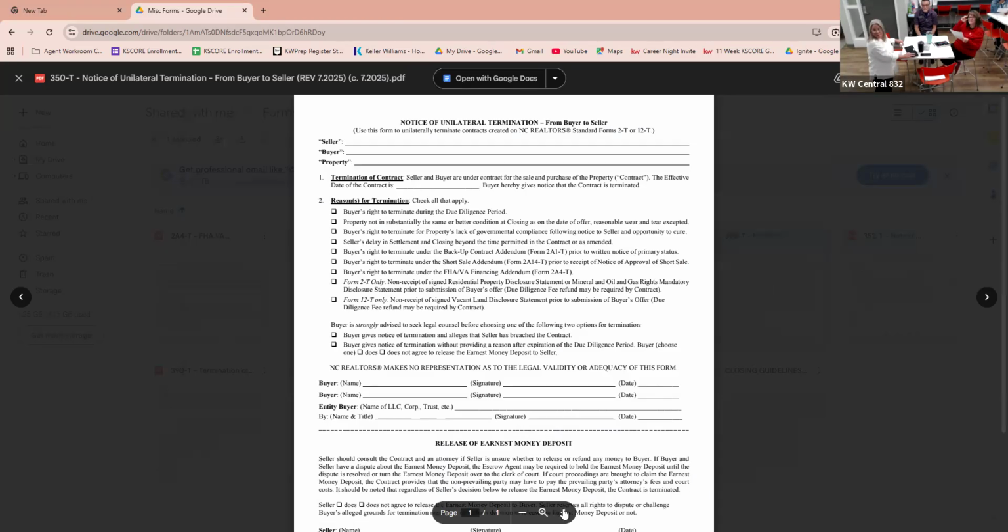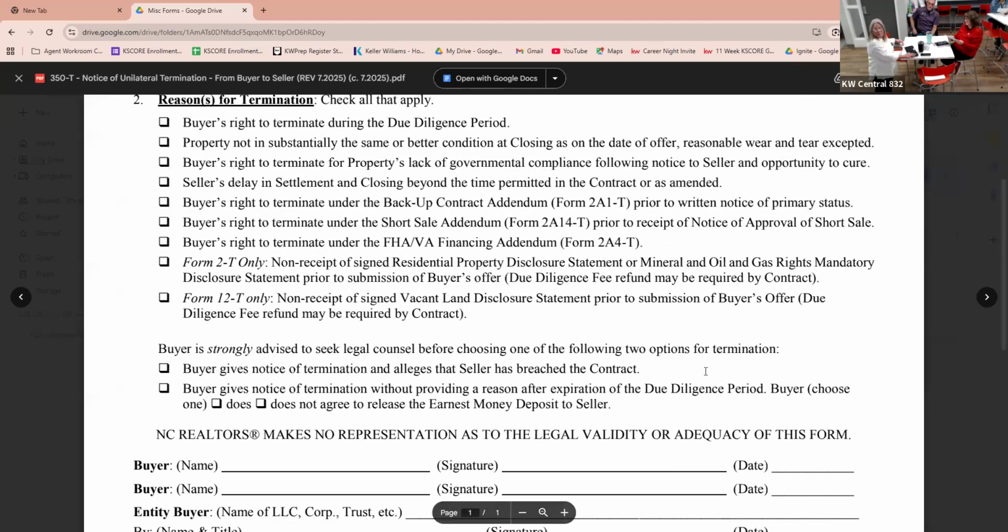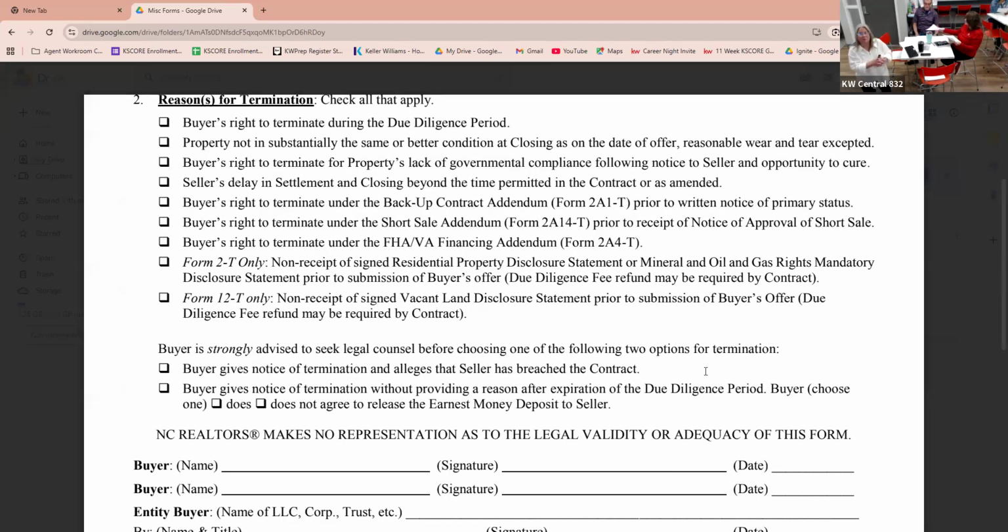Come on. Okay, buyer's unilateral right to terminate. When can the buyer unilaterally terminate? Yes, they of course can terminate during the due diligence period. They can terminate after the due diligence period. And if there's no earnest money, then they're not out anything.